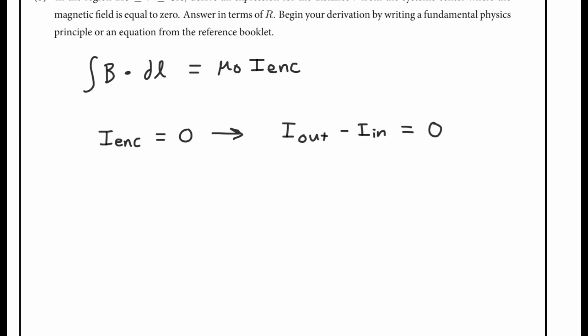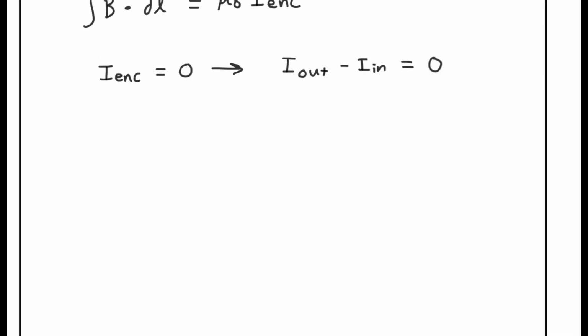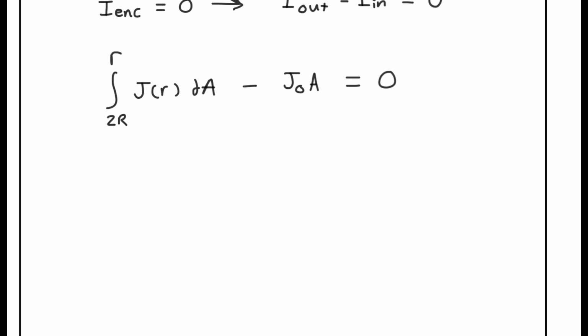So first, for my outer current, this one is the more complicated one. For the outer current, I can just integrate the density function with respect to area from 2R to r. So this gives me the current in the outer shell. And then I can subtract off the current in the inner shell. And that's constant, so I can just use JA as current. I don't have to integrate because every current segment had the same amount in the innermost wire. So now I can just do some substituting.